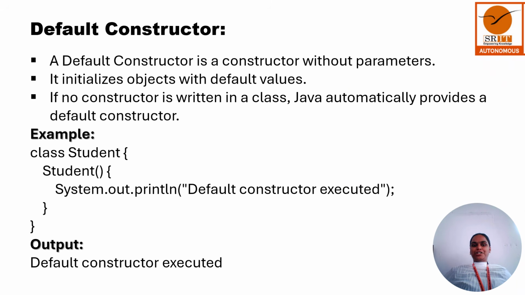Firstly, default constructor. A default constructor is a constructor without parameters. It initializes objects with default values. If no constructor is written in Java, Java automatically provides a default constructor. For example, class Student having object Student and a print statement, and output: default constructor executed.